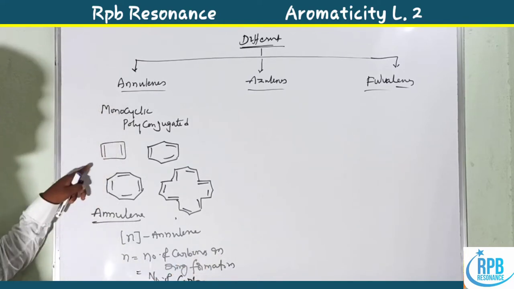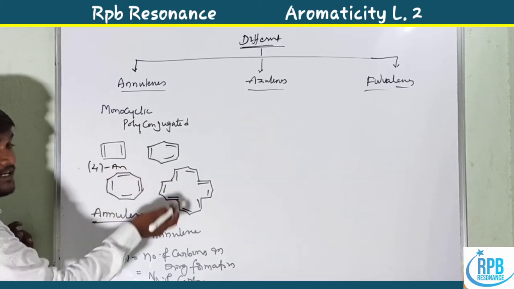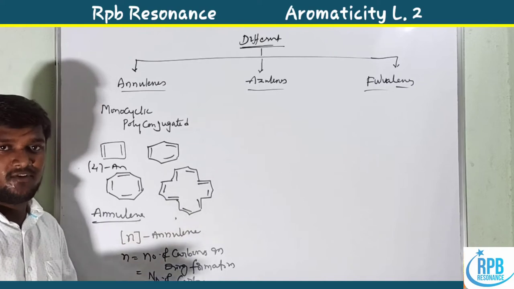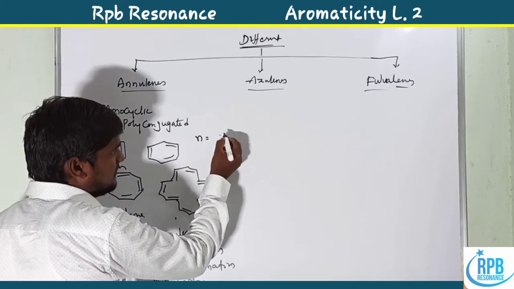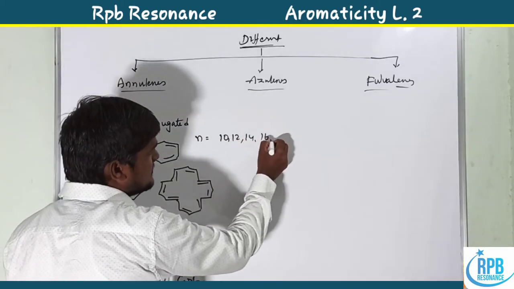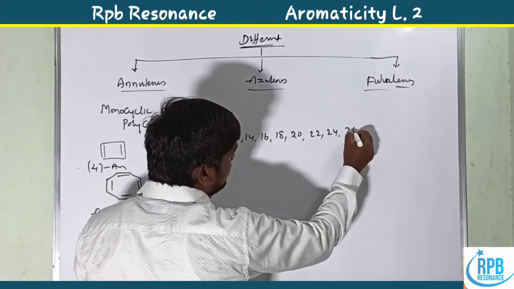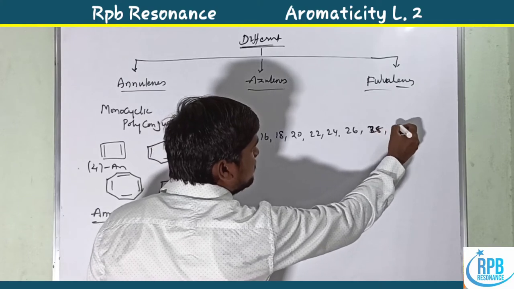Now, if 4 carbons are there, it is called 4-annulene. 6 carbons are 6-annulene, 8 carbons 8-annulene, 16 carbons 16-annulene, like that. So n can take many values, starting with 10, 12, 14, 16, 18, 20, 22, 24, 26, 28, 30, these types of molecules are there.